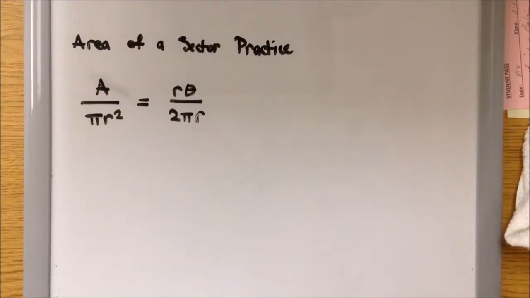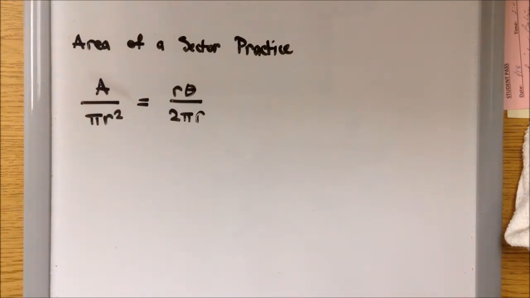Alright, so we're going to do area of a sector practice. Now, I mentioned in the previous video that I was going to show you how the ratio of the area of a sector to the area of a circle is equal to the ratio of the arc length to the circumference. So, using mathematical operations to get A by itself, here we have two ratios equal to each other.